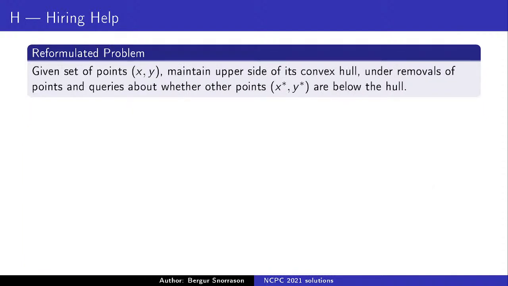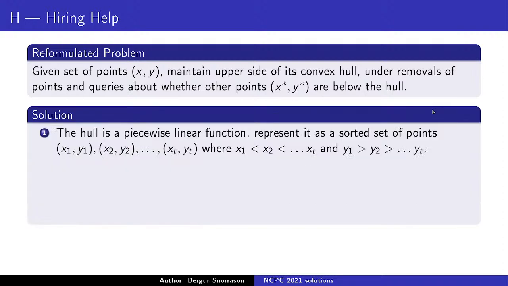So the problem is really: we have a set of points x, y, and we want to maintain the upper side of its convex hull, and we have to support removal of points, and then be able to answer queries about whether some other point, x star, y star, is below or inside this hull.